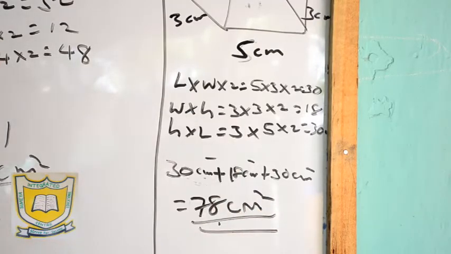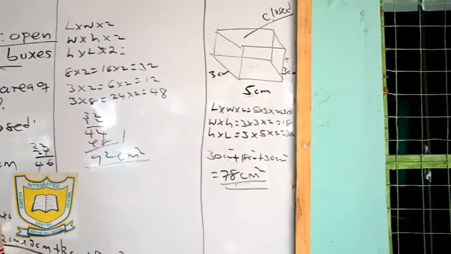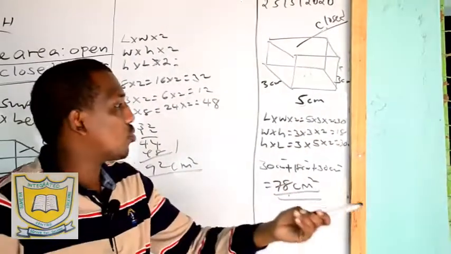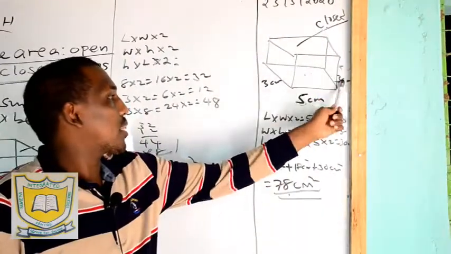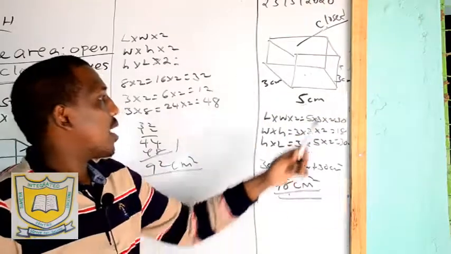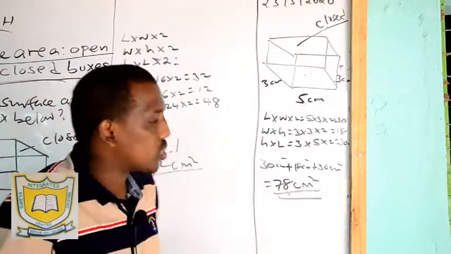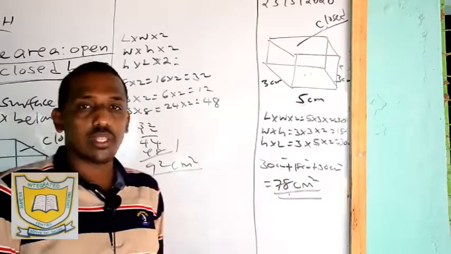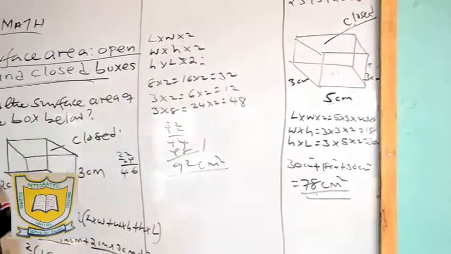That's how we solve. So it's a matter of saying length times width times 2, width times height times 2, height times length times 2. That's how we solve. Then you add centimeter squared.